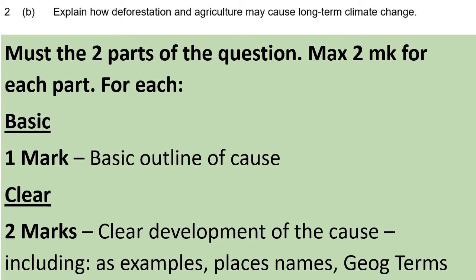Same as before, there's 2 parts of the question, so a maximum of 2 marks for each. First mark is a basic outline, so a simple point shows you know what you're on about, and a 2nd mark is clear development of the causes, and again, examples, place names, geography words.